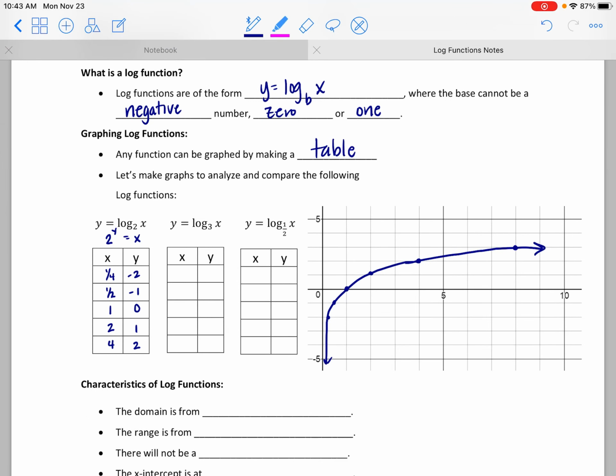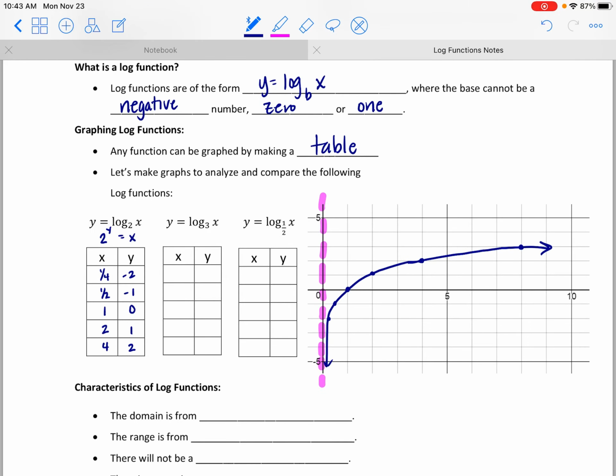Okay, so this one's going to have, instead of a horizontal asymptote at y equals 0, a vertical asymptote at x equals 0, and it's going to grow in this direction. So this was our log base 2 of x. Okay, so let's look at the next one here, base 3.